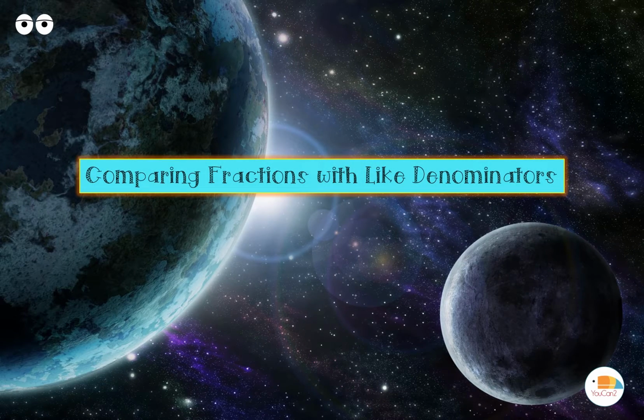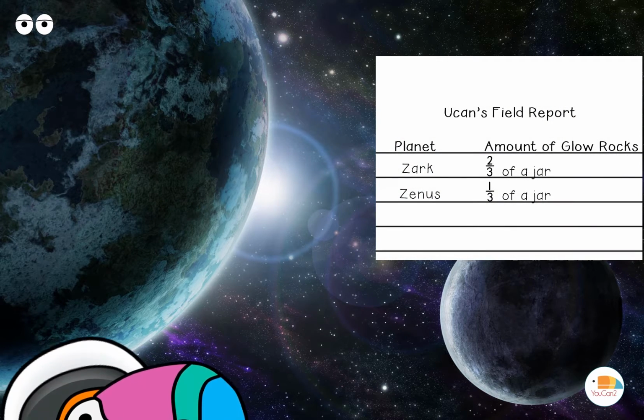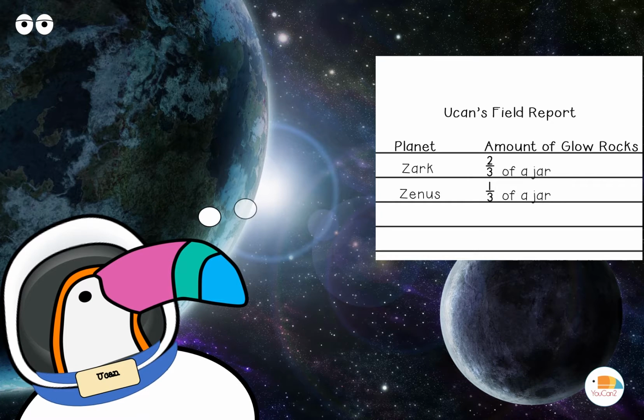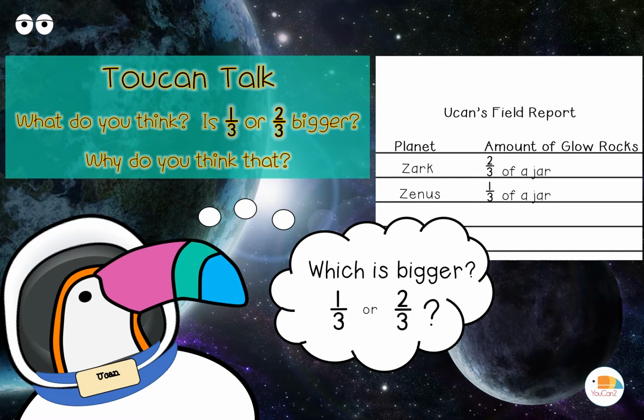Hey, Ucan, you're looking a little dirty. What have you been up to? Is that space dust in your feathers? Oh, it is. You've been visiting planets and taking samples. You've been collecting glow rocks. Cool. On Zark, you collected 2/3 of a jar, and on Zenith, you collected 1/3 of a jar of glow rocks. But now you're wondering which is more, 1/3 of a jar or 2/3?